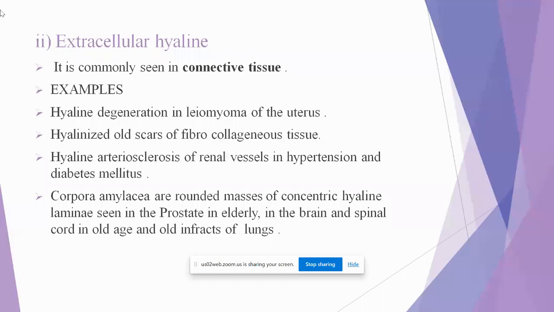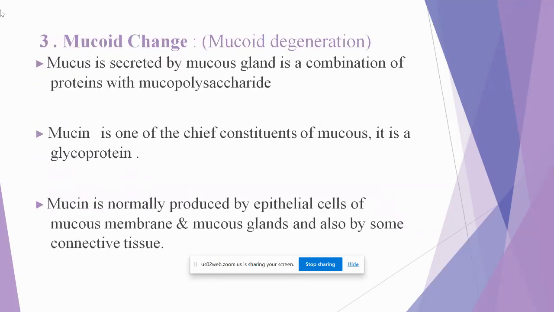Then corpora amylacea are rounded masses of concentrated hyaline material seen in the prostate in the elderly, and in the brain and spinal cord in old age. These are the extracellular hyaline changes. These are the types of hyaline change in the morphology of reversible cell injury.